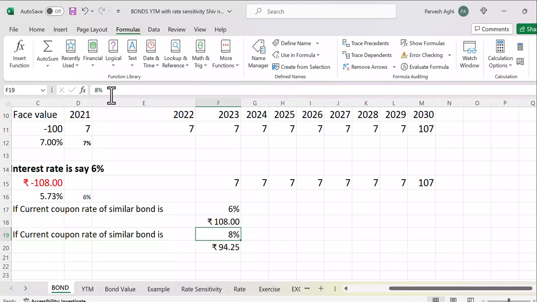Then you have to segregate how much interest he is getting, and how much appreciation or depreciation he is getting because of the bond going up and down, as I have explained. So the guy who is selling the bond, how much will he get? 108. The 108 will represent some amount of interest and some amount of appreciation happening because the interest rates have come down.